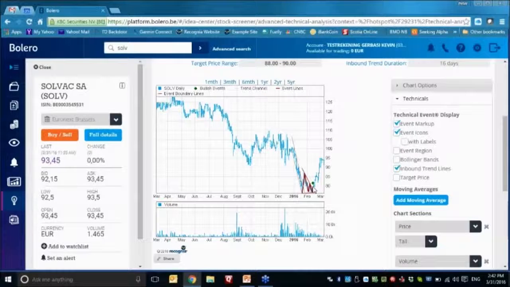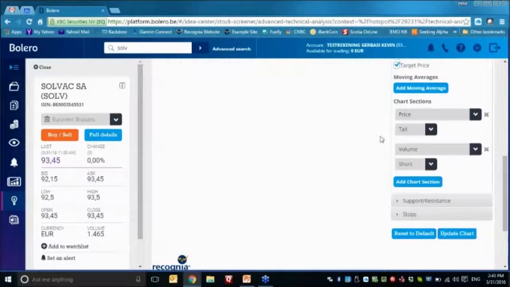And look what happened. The price immediately ran higher from 80 euros up to 95 in just a few weeks. And incidentally, I can draw the target price region on this chart just by clicking target price here, saying update chart.